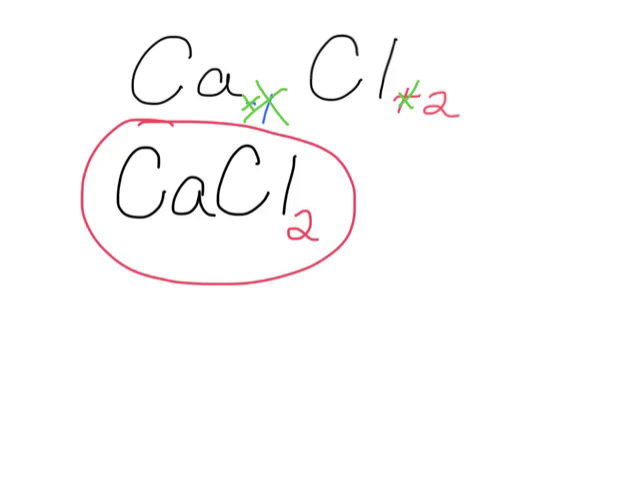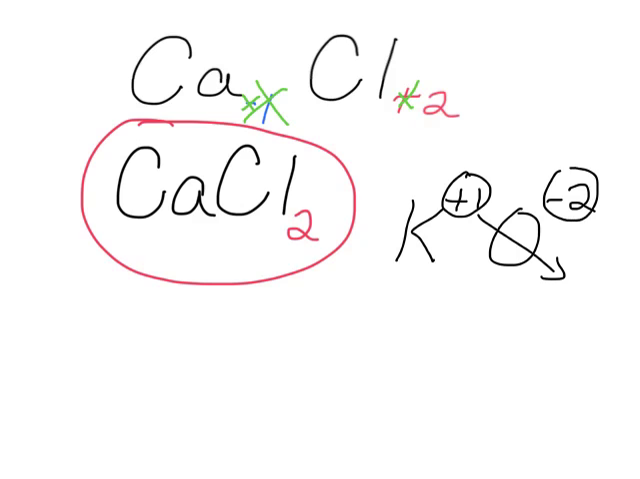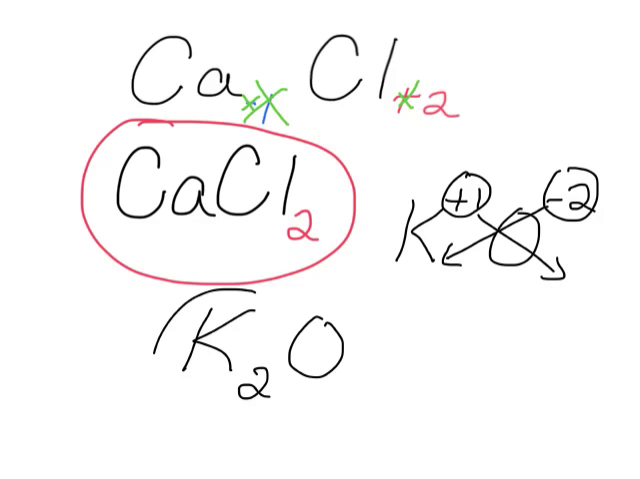Let's take a look at another example. Let's take a look at the compound that would form between potassium, which is a +1, and how about oxygen, which is a -2. If we apply the crossover rule, +1 becomes a subscript, the -2 becomes a subscript. Again, we don't want to write the +1, we don't need to write the 1, so we're left with K2O, and that would be the final formula.